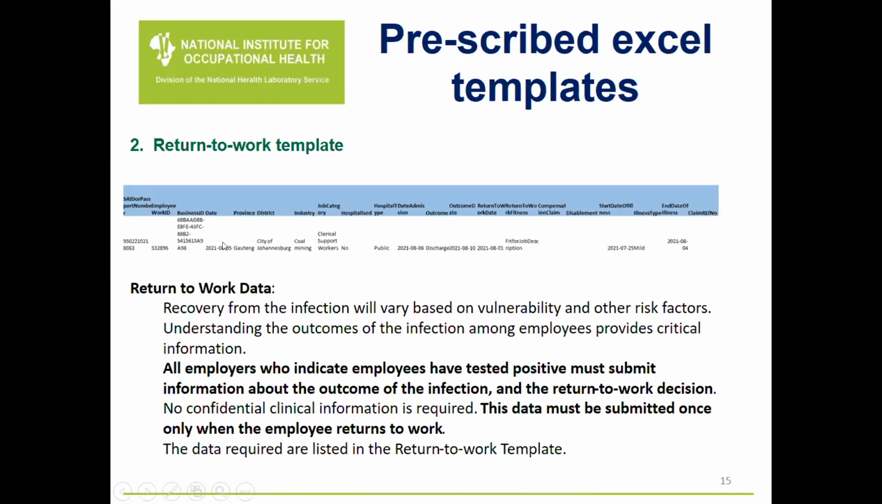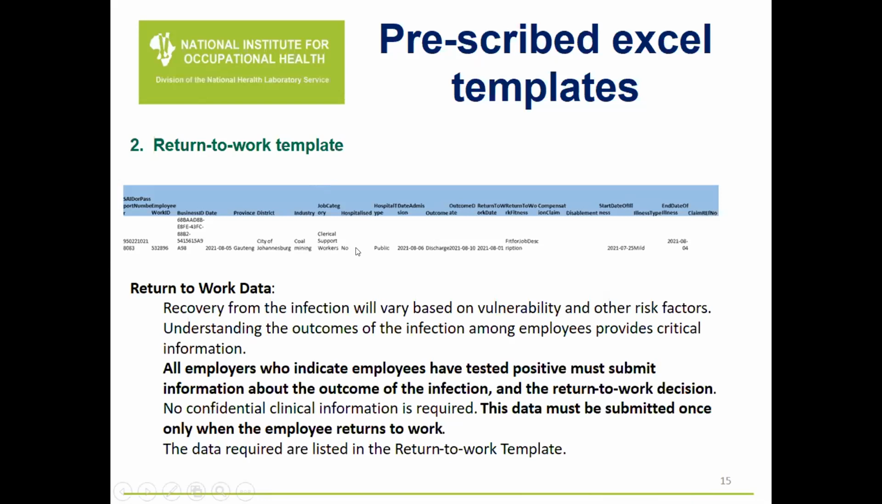The date's the same format. So this format applies across all our templates. Date must always be in year, month, and then date as stipulated in the templates. Province is also a drop-down list column. You choose your province there. District has also a drop-down list of all districts in the country. Industry, we've got a drop-down list of the industries. You would choose them accordingly, as well as job category. Also, there's a drop-down list.